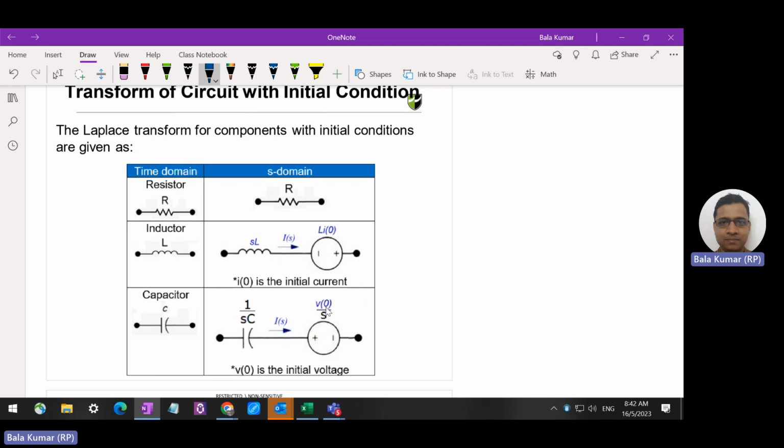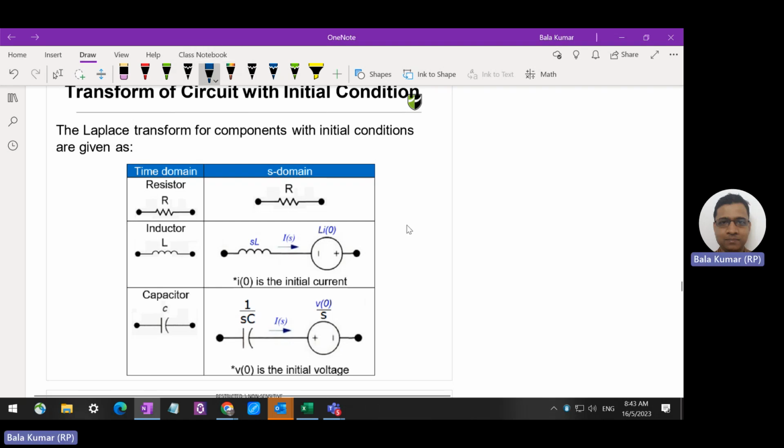One more important thing to notice is the polarity. For the inductor, the polarity is such that it is negative where the current enters. You can just check where the current enters, make it negative, and the other side is positive. For the capacitor, the polarity of this secondary voltage source is positive where the current enters.